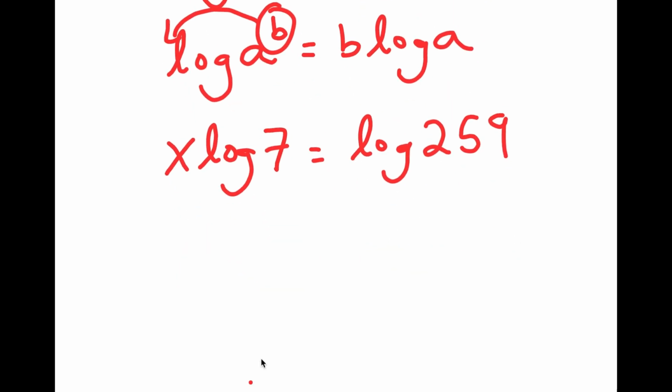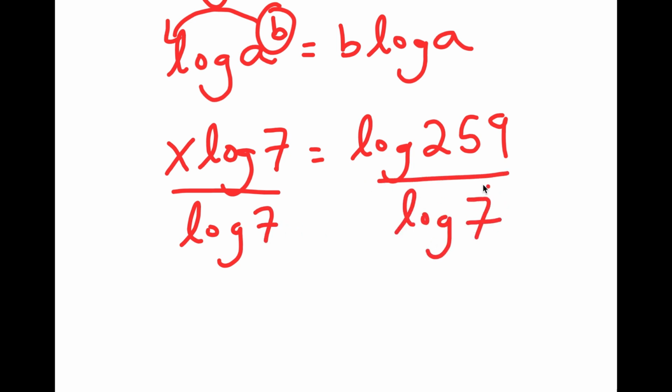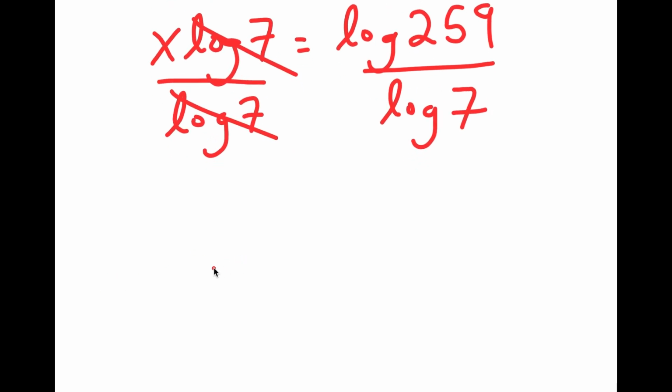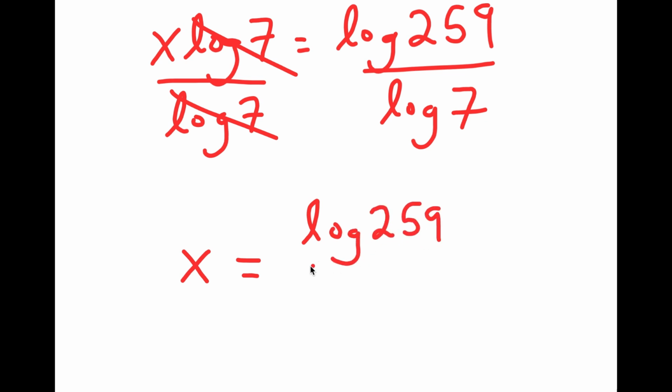Now from here, I want to isolate x, and now that it's a term, all I have to do is get rid of this log 7 by dividing both sides by log 7. So then these two log 7's cancel out, and I get x is equal to log of 259 over log of 7.